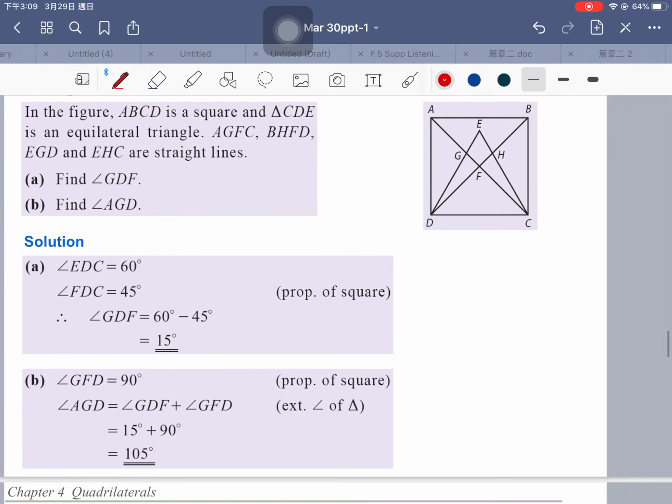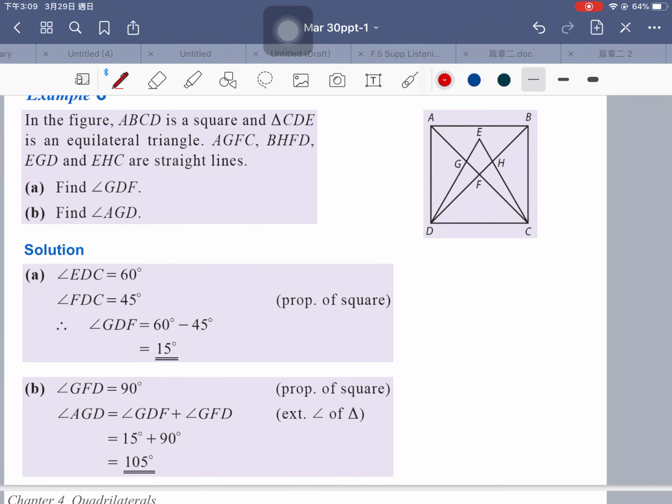And then we see this example. You see the solution is very short. So you try to think about it before you do it. This is a square, and CDE is an equilateral triangle. So this is 60 degrees, this is 60 degrees, and this is 60 degrees. You are going to find angle GDF, this angle. But you know that this is the diagonal. This is 45 degrees. This is 15 degrees.